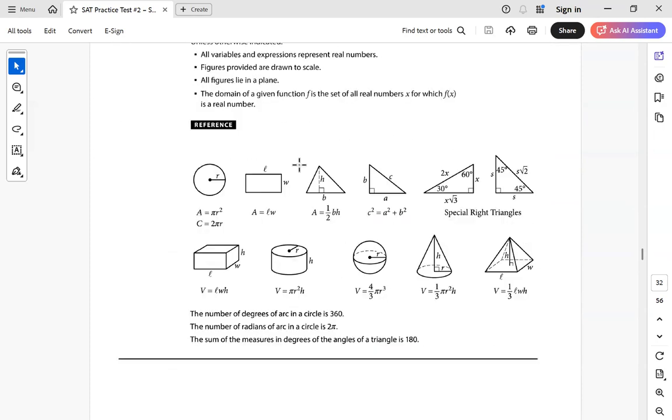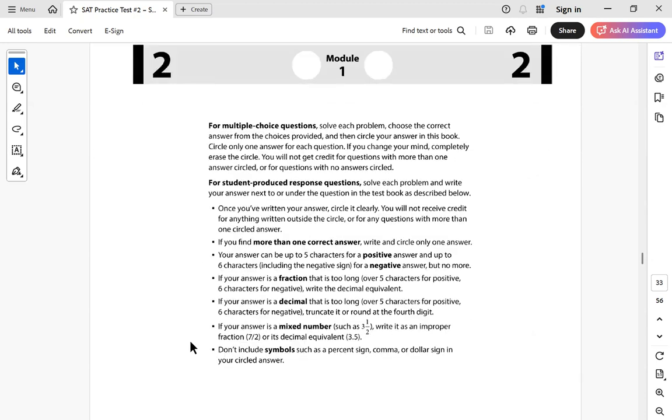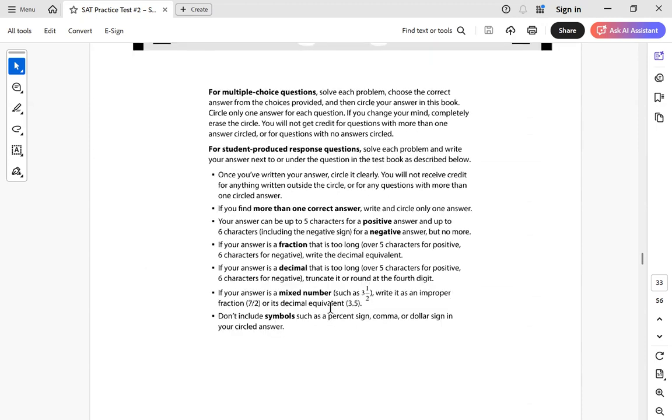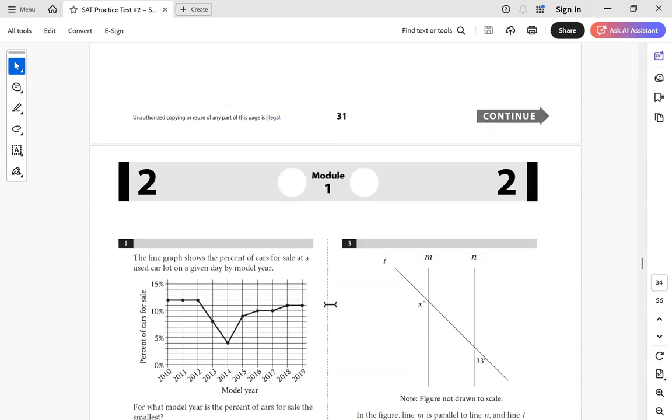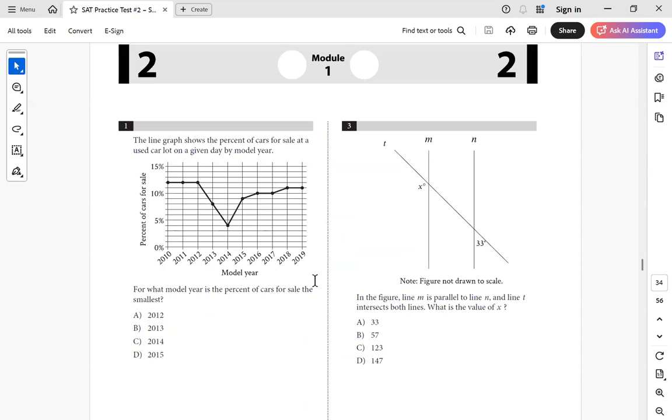You can see on page 30, they give you some formulas plus some statements about degrees in a circle, radians in a circle, measures of degrees of angles of a triangle. And then they give you a page of how they'd like you to write your answers. If your answer is a fraction, if your answer is a decimal, and so on. And then on page 32 is where module 1 starts. So that's what we're going to do. We're going to do module 1 in this video, and we'll start now.